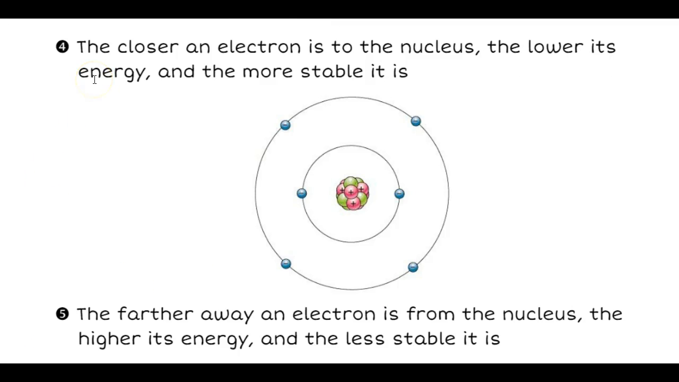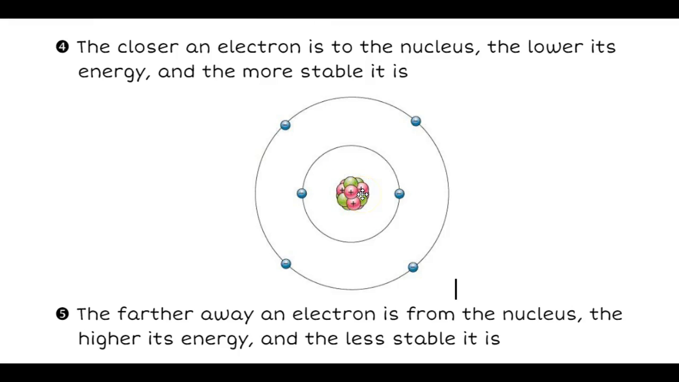So that brings us to the final two statements that Bohr said about the atom and where those electrons are. He said that the closer an electron is to the nucleus, the lower its energy and the more stable it is. And the farther that electron is from the nucleus, the higher its energy and the less stable it is.